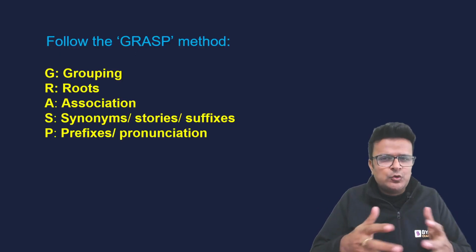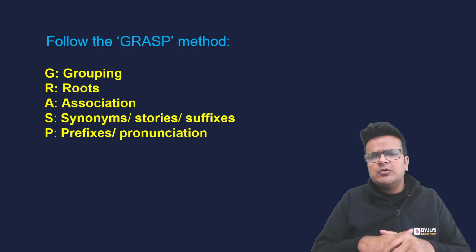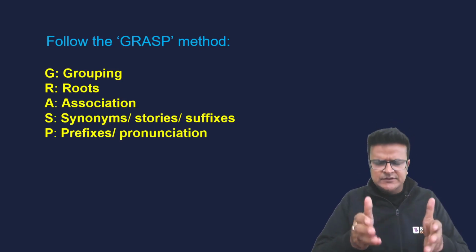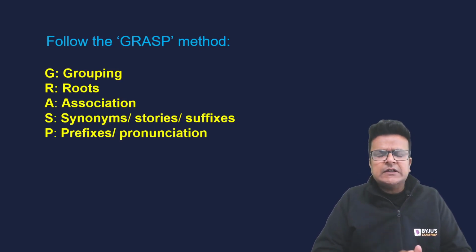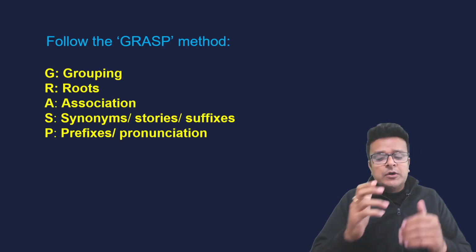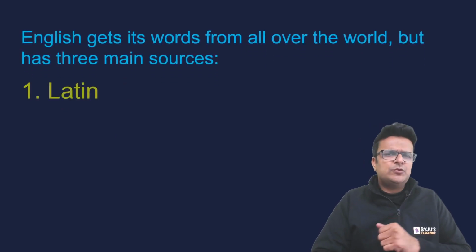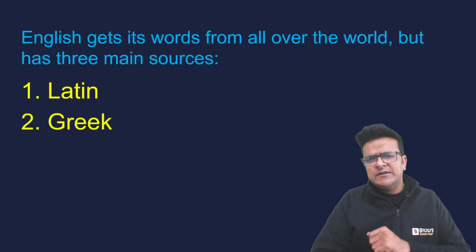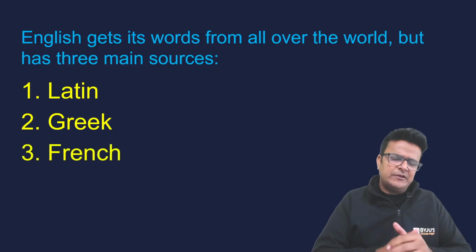Now, question is, how do we use them? I have talked about grouping already in the first part. In this one, I would quickly touch the root method. Now, if you look at roots, English words come typically from 3 sources. One is Latin, the second is Greek, and the third one is French.